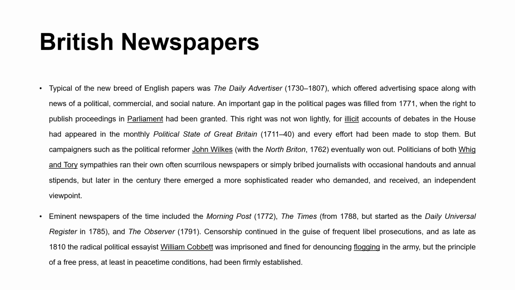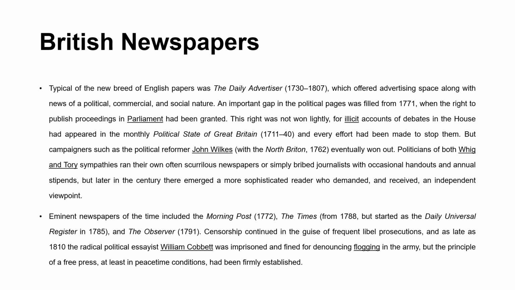Typical of the new breed of English papers was the Daily Advertiser, 1730 to 1807, which offered advertising space along with news of a political, commercial, and social nature.